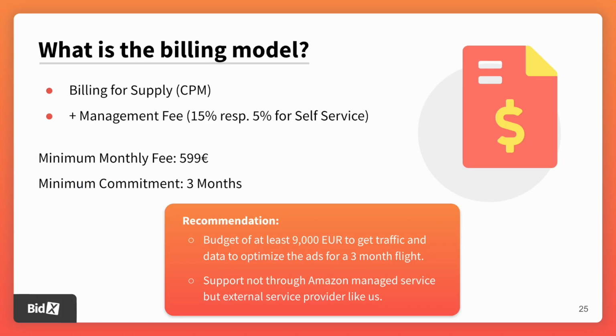So the next question is, what is the billing model? In general, DSP ads are billed on supply, so on the CPM model, and you pay a management fee. Our minimum monthly fee is 599 euros, and there's a minimum commitment of 3 months. Also, we recommend to use a budget of at least 9,000 euros to get traffic and also have enough data to optimize the ads continuously.